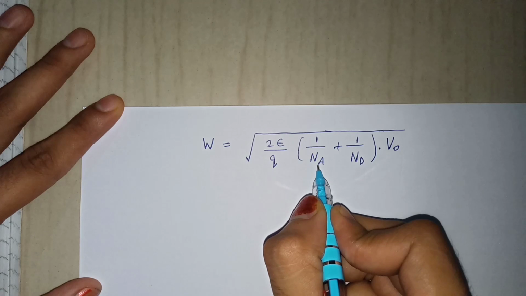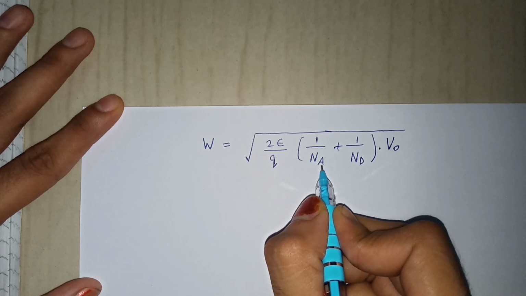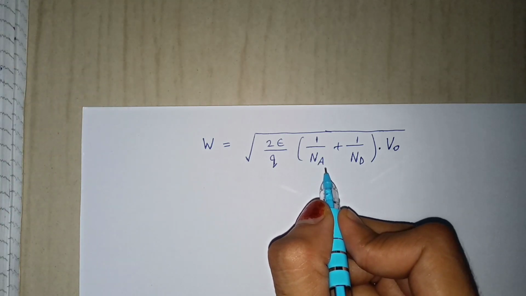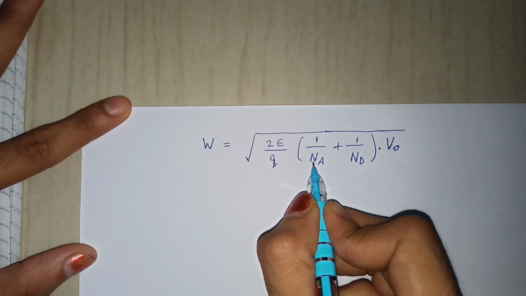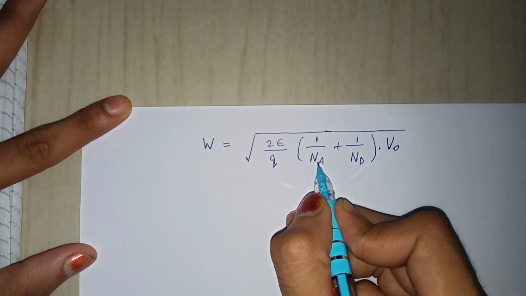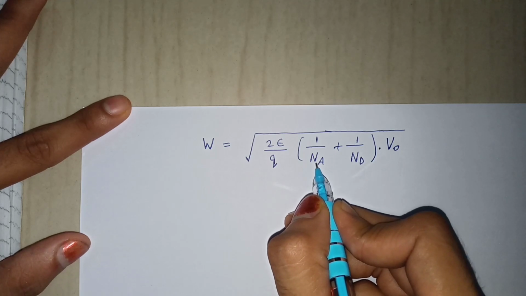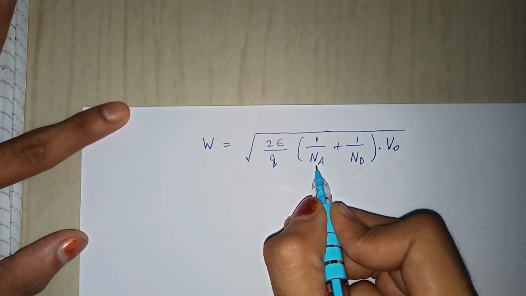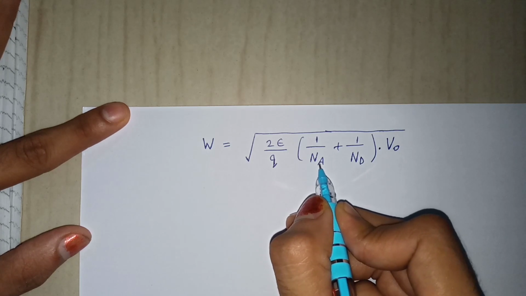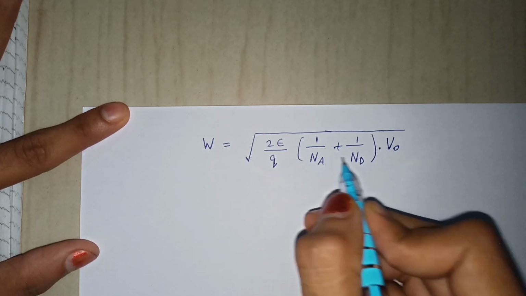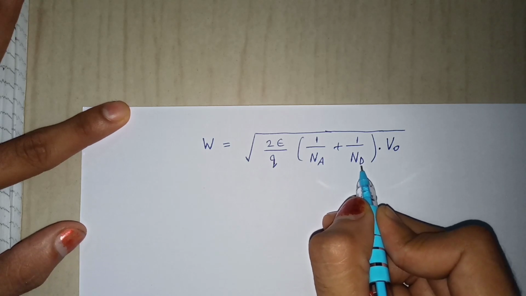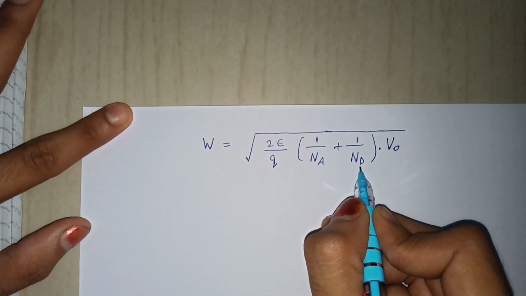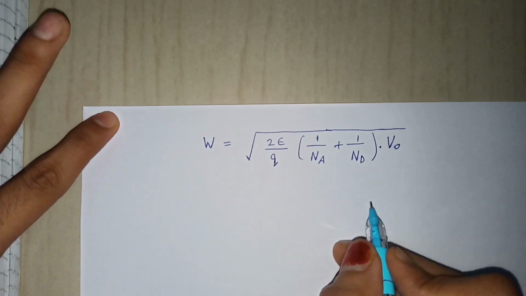And what is meant by acceptor concentration? Acceptor means which accepts the electron, that is the concentration of trivalent impurity, that is p-type. As I said before, p-type means trivalent impurities are added in a fourth group element, and Nd is the donor concentration, that is the concentration of pentavalent impurities, that is n-type.